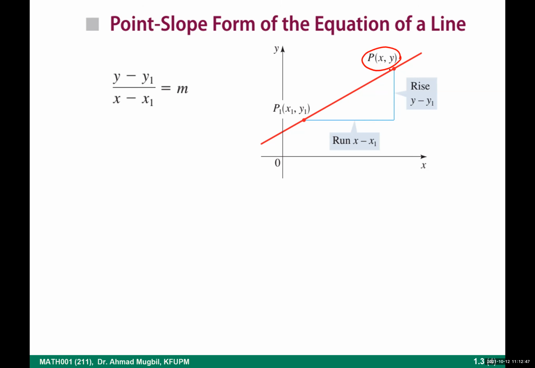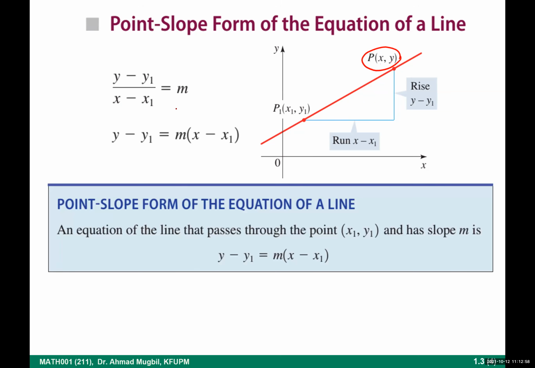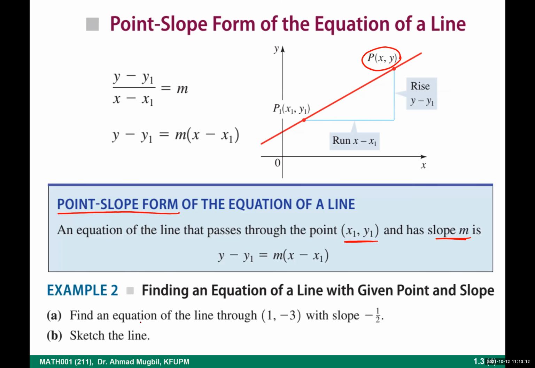Now, according to the definition of the slope, what will be m? It will be y minus y1 over x minus x1. Multiply both sides by x minus x1. You will have what is called the point slope form of the equation that is passing through this point and has a slope m. It is a matter of direct substitution if you have the point and slope. Who can tell me what is the equation of the line passing through the point (1, -3) with the slope equal to -1/2?